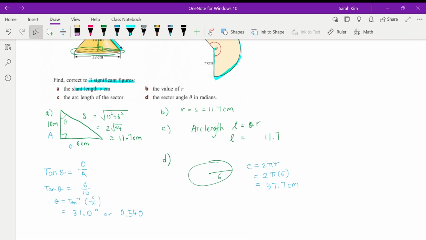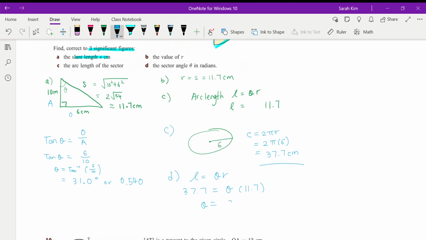Alright, now we can figure out, sorry, that's still C. D, now we can figure out the sector angle because we know that length, which is this arc length, can also be found as theta r. We know the arc length 37.7 equals theta times the radius that we used in that example, which is 11.7. So if I rearrange that, I should get 37.7 divided by 11.7. Oh, too many sevens. Okay, so I get 3.22 radians. So hopefully that's right, the answer. I'm going to go check it.